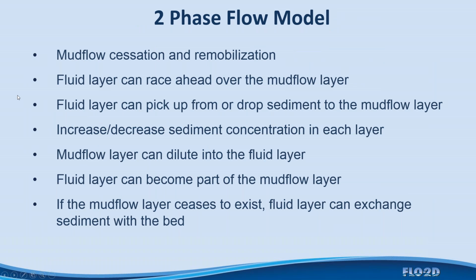So the overall flow processes would include mud flow cessation and remobilization, the fluid layer racing ahead over the mud flow layer, particularly in the case of a tailings dam breach. The fluid layer can pick up or drop sediment to the mud flow layer. It increases or decreases the sediment concentration in each layer, both the fluid layer and the mud flow layer. The mud flow layer can become more dilute because it exchanges particles into the fluid layer. The fluid layer can become part of the mud flow layer because enough particles are gone, or enough water has raced ahead, and the fluid layer concentration has increased to the point where it's essentially a mud flow layer.